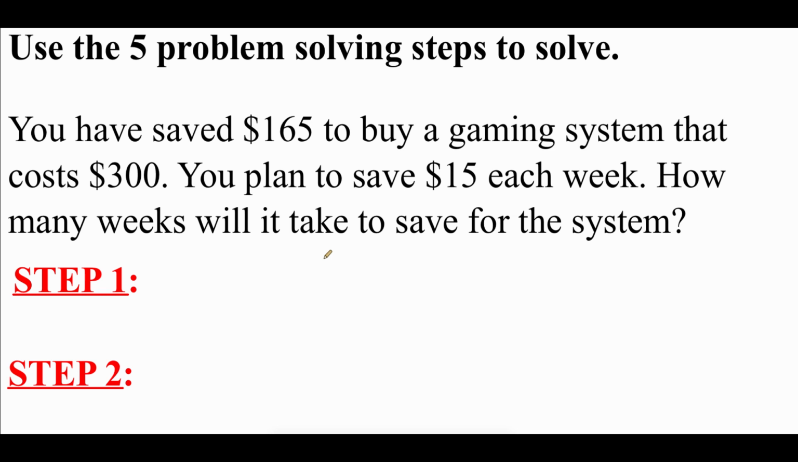So here we're going to run through another example of using those 5 problem-solving steps to help us solve a word problem. So you've saved $165 and you're going to buy a new gaming system, and it costs $300. Now your plan is to save $15 each week, and you want to know how many weeks it's going to take you to save up to buy this gaming system. So step number 1 asks you to identify what it is that we're trying to figure out, and it's how many weeks will you need to save in order to be able to afford the gaming system.